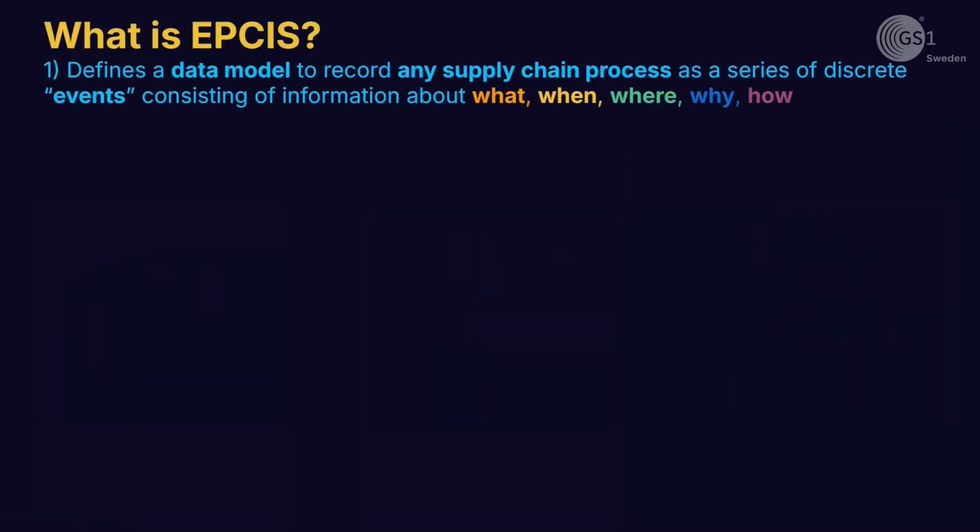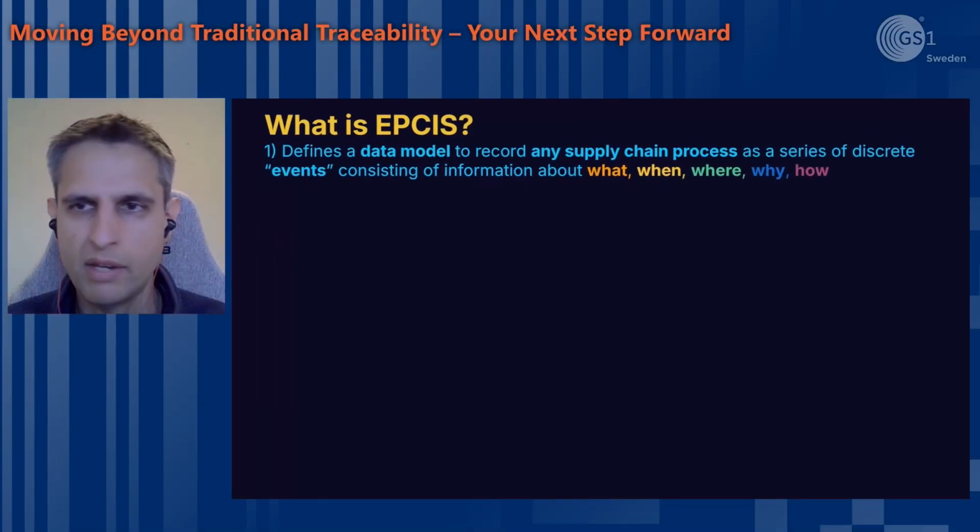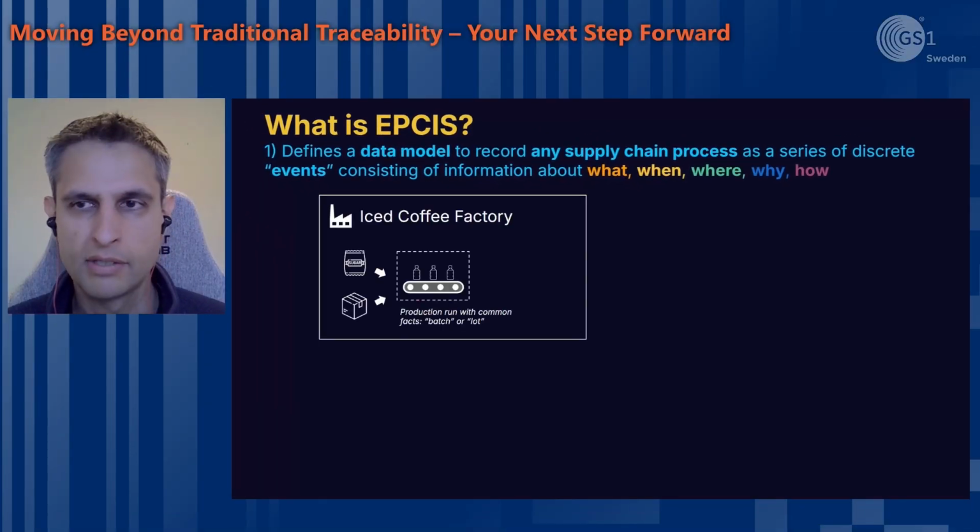Let's talk about what EPCIS is. EPCIS, as we've heard today, is a data model, first of all, to record any supply chain process as a series of discrete events. And each of those events has attributes like what, when, where, why, and how. So let's go through an example.